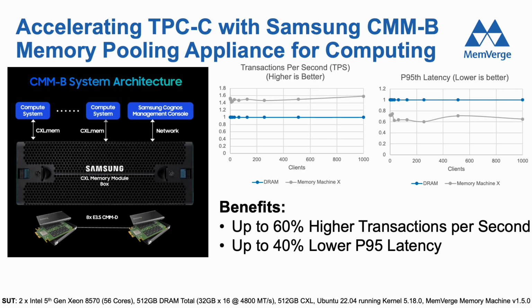So for this use case, we ran the TPC-C workload against the MySQL database using our Memory Machine latency policy. After normalizing the results, we can see up to a 60% increase in transactions per second and a decrease of up to 40% in query latency.